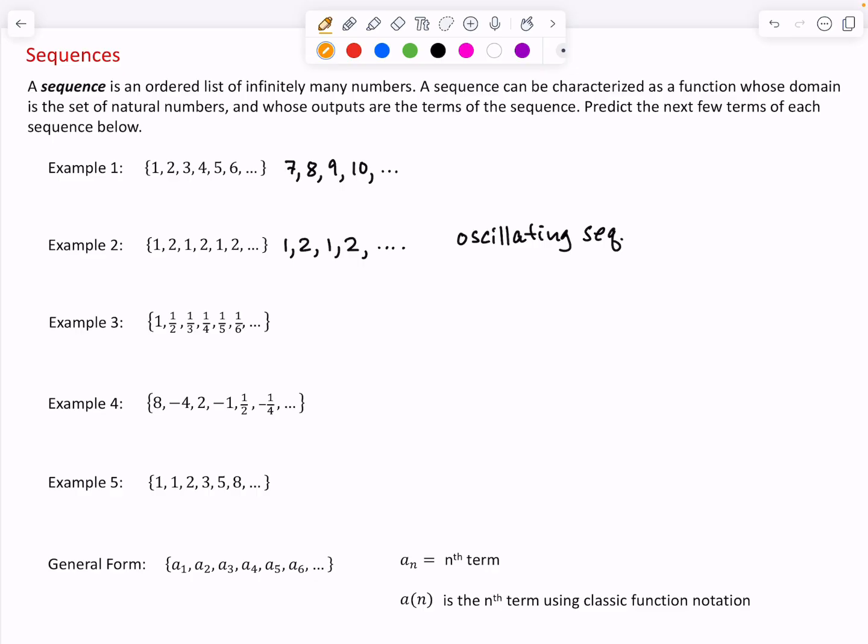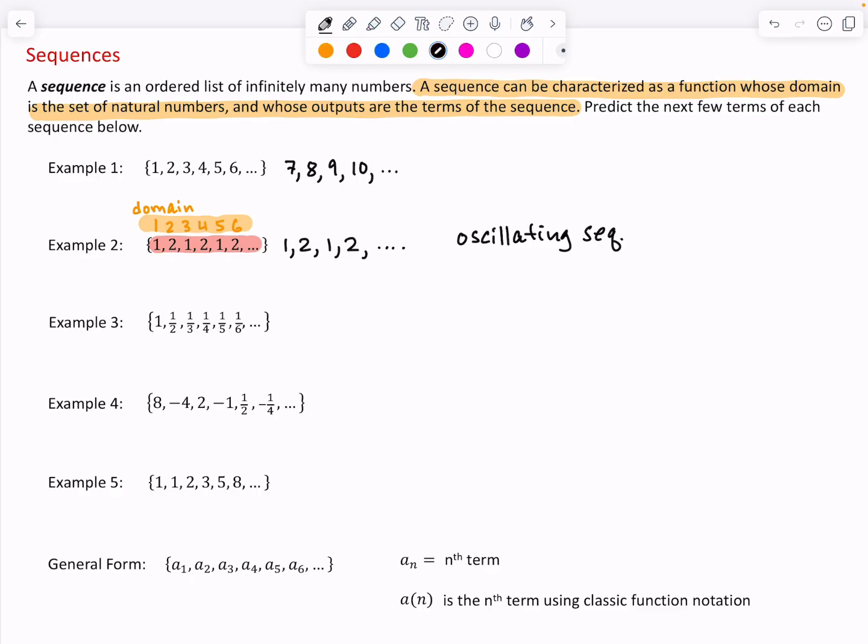Now every sequence has a first term, and in the case of example 2, the first term is 1. A second term in this case was 2. A third term was 1 again. A fourth term was 2. This is what I mean when I said that a sequence can be characterized as a function whose domain is the set of natural numbers and whose outputs are the terms of the sequence. So in this case, the domain are these unseen orange numbers, which are simply the counting numbers, 1, 2, 3, 4, 5, 6, etc. And the sequence can be thought of as simply the list of all the outputs.